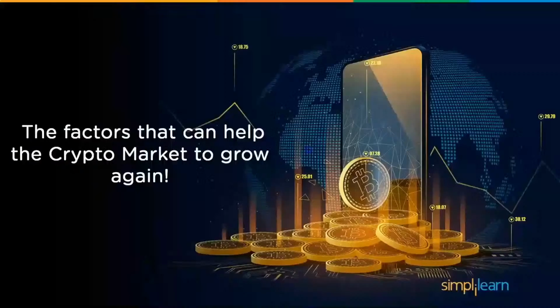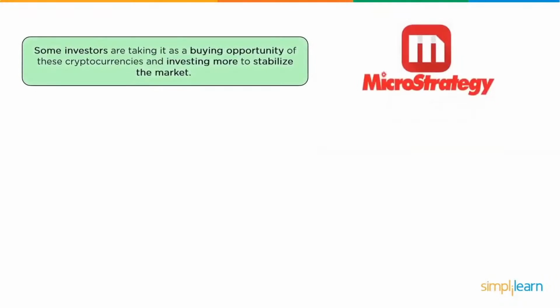So now we have covered everything about the market crash of cryptocurrency. Let's dive into the factors that can help the market to grow again. Despite their dramatic downturns, these cryptocurrencies have consistently recovered from their downtime. People in the crypto market systems have termed this decline as a short-term correction. Long-term investors like MicroStrategy call this crash a buying opportunity of these cryptocurrencies and are investing more to stabilize them.